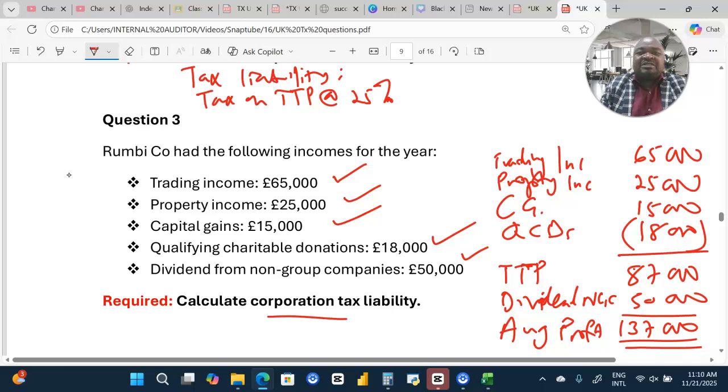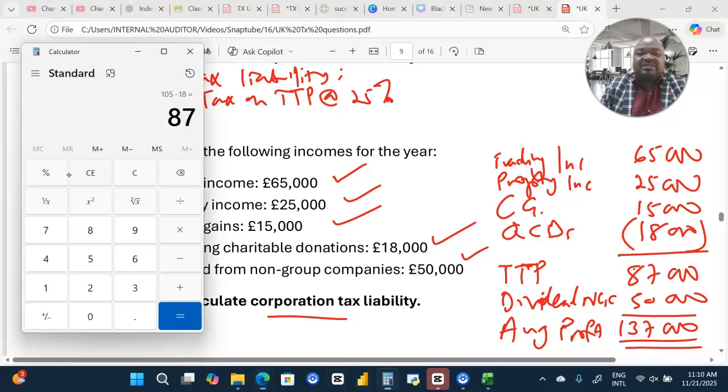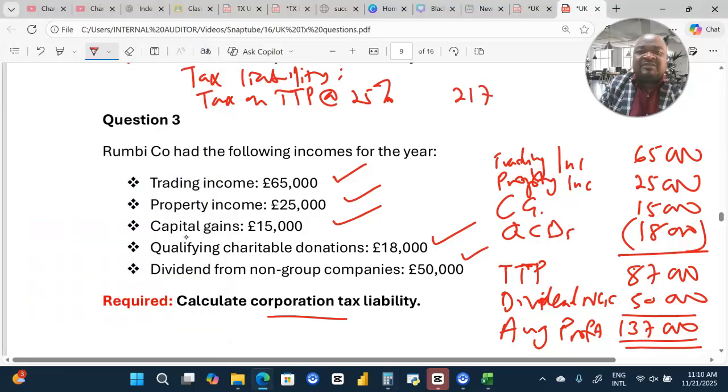The TTP is how much? It is 87,000. So 87,000 multiplied by the main rate, 25%, we get 21,750. And then we say less marginal relief.